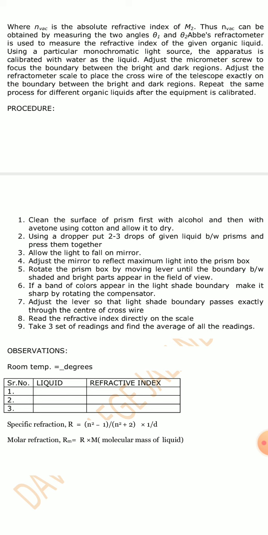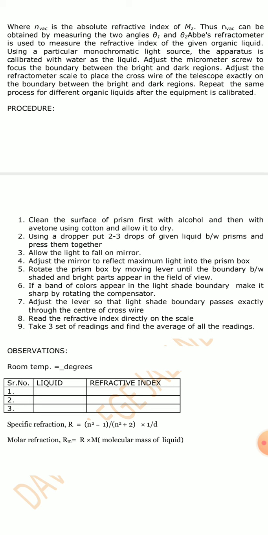The sixth point is, if a band of color appears in the field of view, sharpen it by rotating the compensator. The seventh point is, adjust the lever so the light-shade boundary passes exactly through the center of the cross wire. Next, read the refractive index directly on the scale. Take three sets of readings and find the average of all readings.